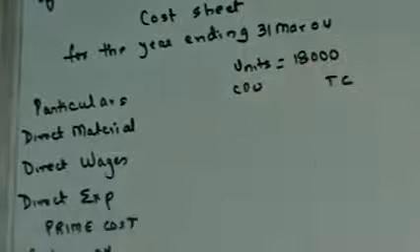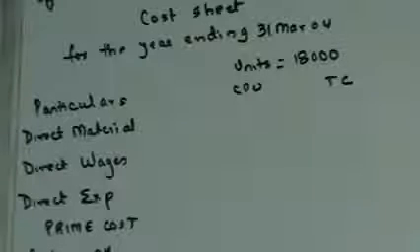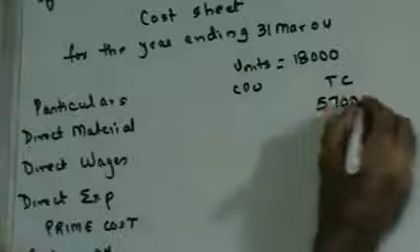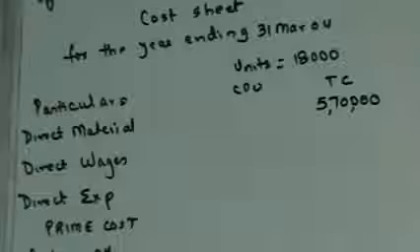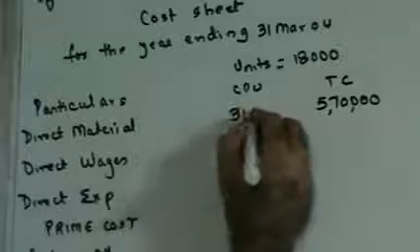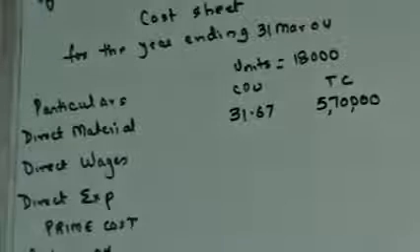Right? Now let's start. They said direct material consumed is 20,000 kgs at 28.5 per kg. So when you multiply 28.5 by 20,000, you will get 5,70,000. So direct material is going to be 5,70,000. To get CPU, divide TC by units. So 5,70,000 divided by 18,000 will give you 31.67.